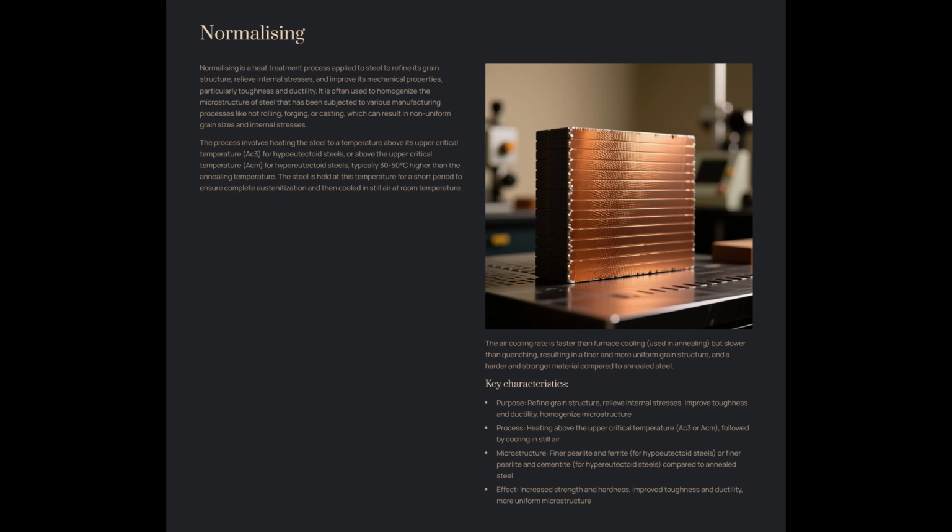Process: heating above the upper critical temperature, Ac3 or Acm, followed by cooling in still air. Microstructure: finer pearlite and ferrite for hypoeutectoid steels, or finer pearlite and cementite for hypereutectoid steels, compared to annealed steel. Effect: increased strength and hardness, improved toughness and ductility, more uniform microstructure.